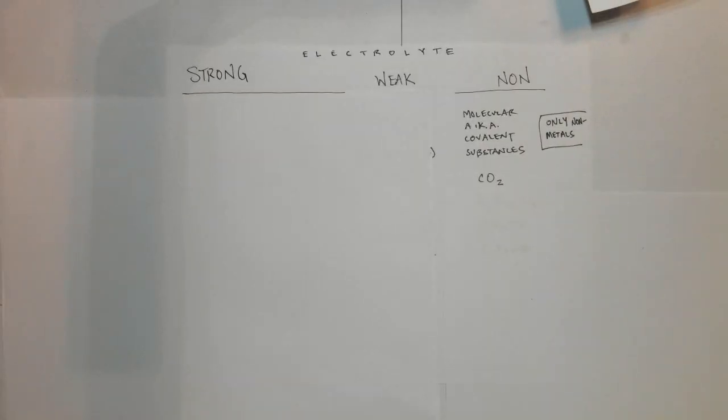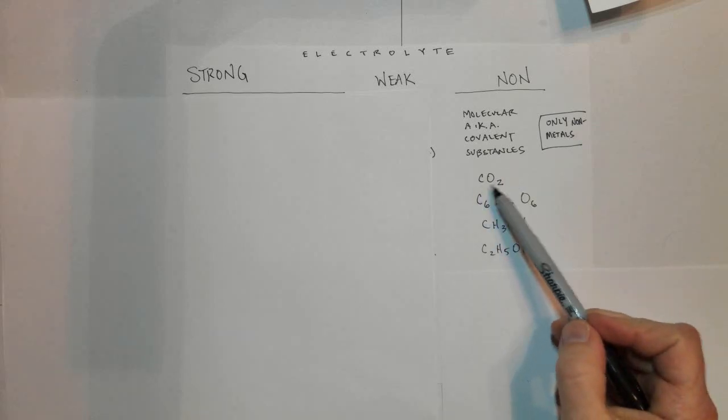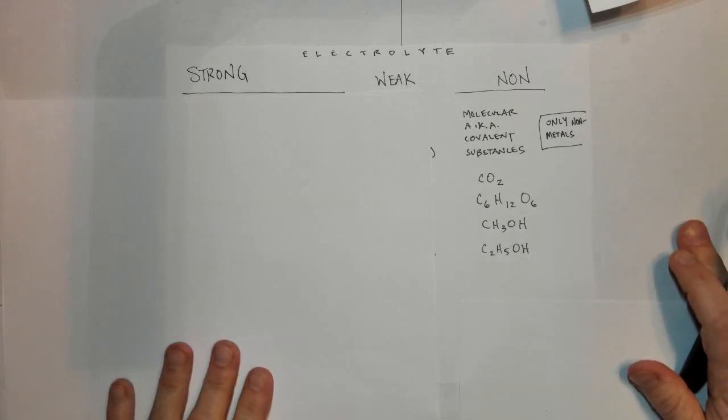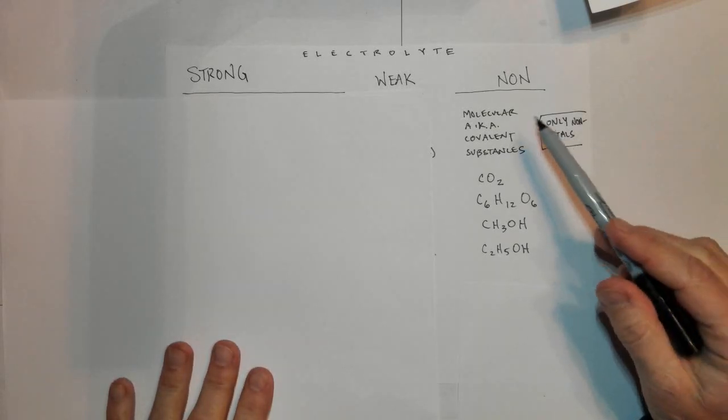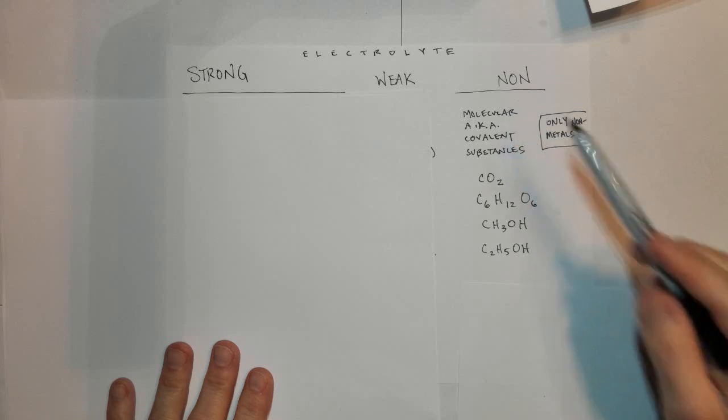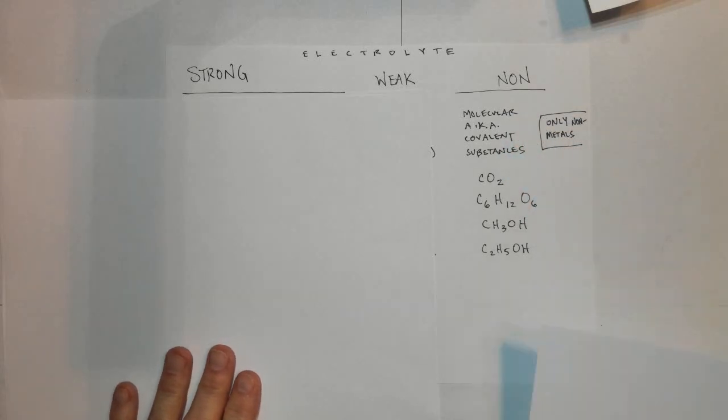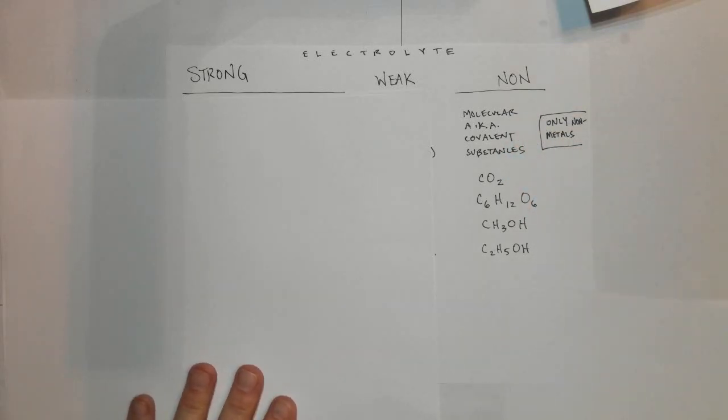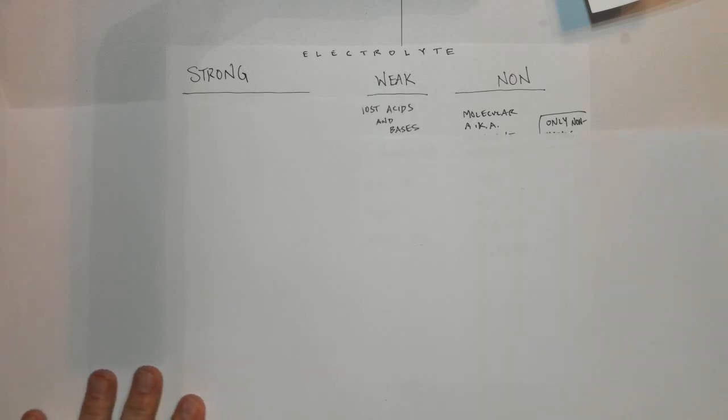Some examples would be carbon dioxide, glucose, methanol, ethanol. Notice all of these contain only nonmetals, and these would not conduct electricity in solution. So things that contain only nonmetals are called molecular or covalent and are non-electrolytes. All right, let's look at weak electrolytes now.